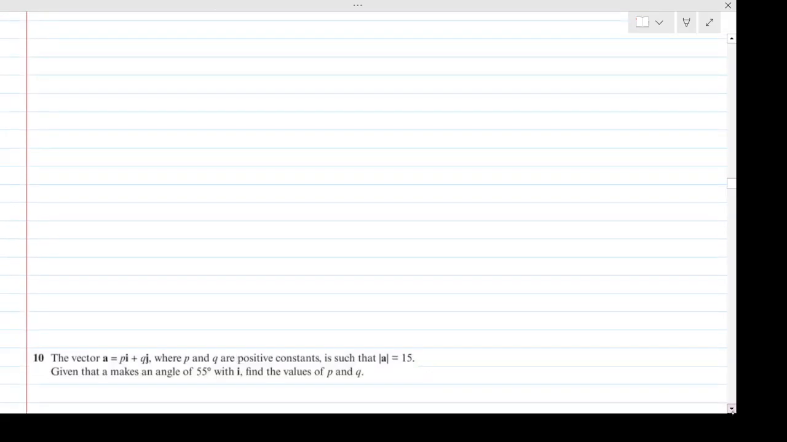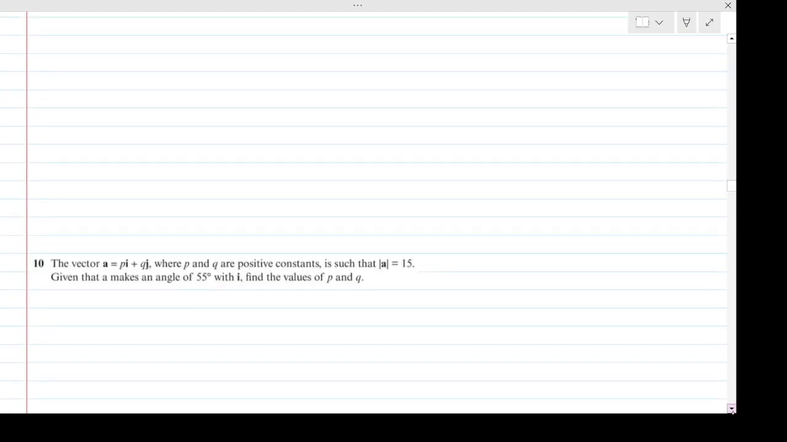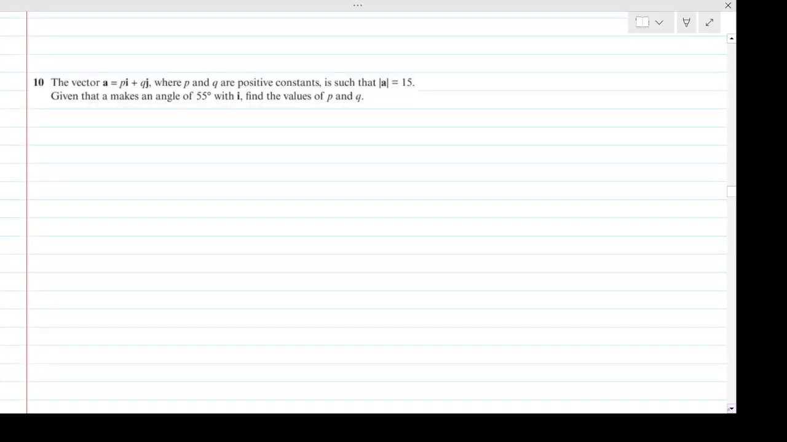Okay, let's have a look at this question then. Right, sort of similar to the last example we did before we looked at the exercises. And in this one, we're told the vector A, which is pi add qj. So p lots of i and q lots of j are positive constants, okay? And this vector is such that the modulus of A, by the way, the modulus is another phrase for the magnitude. There's a lot of words we can use to describe the length or the magnitude of a vector. But the magnitude of A is equal to 15.